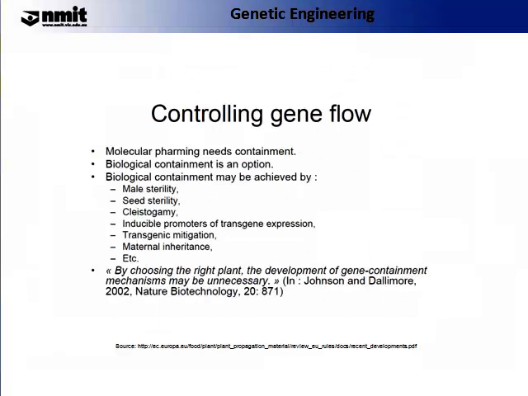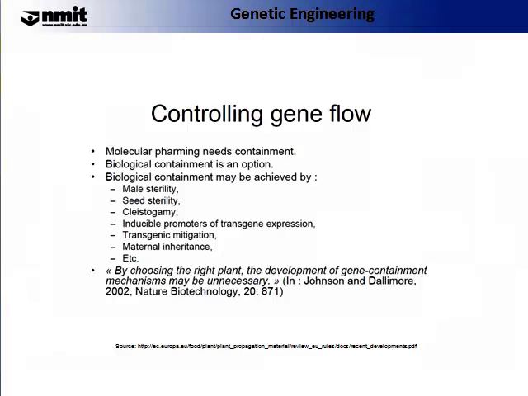One of the very important components of GMOs and risks associated with it is containing the traits or genetics that you do not want to get out into the environment. This was called controlling gene flow. The molecular farming needs containment. There is little discussion, or there is agreement in the scientific community that this is true.